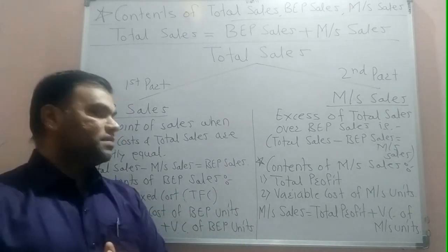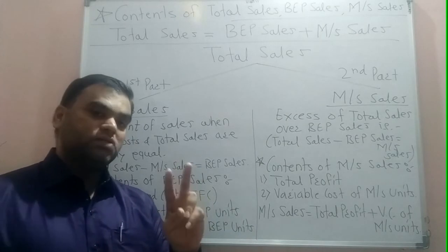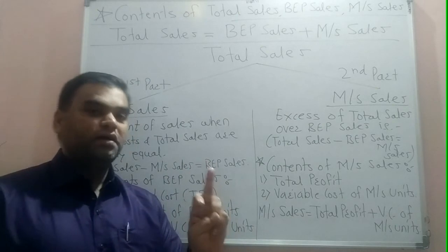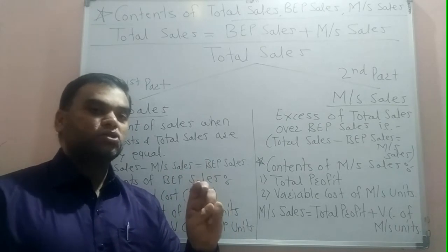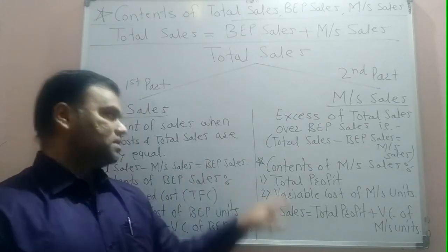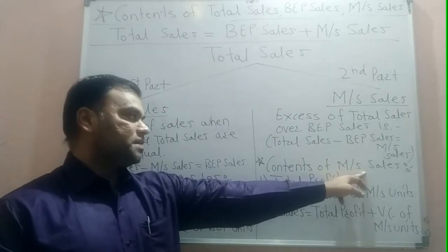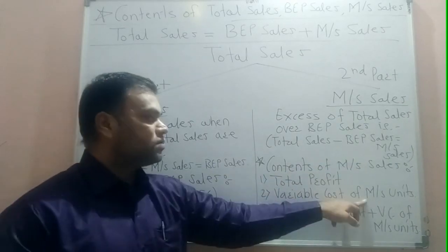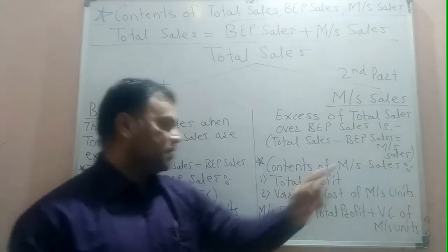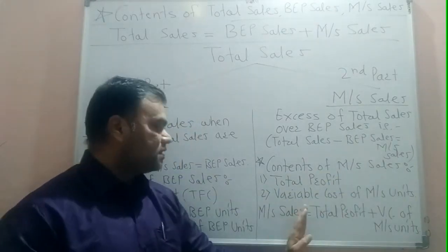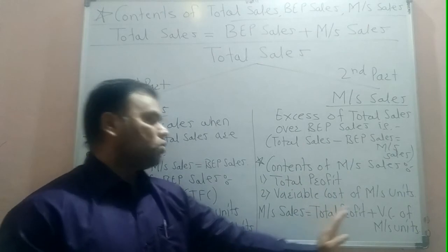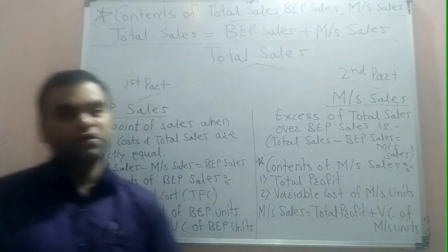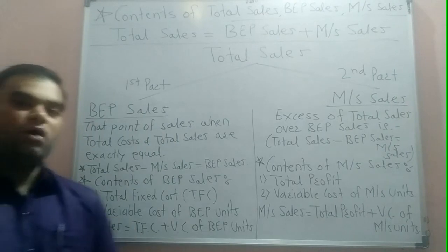Margin of safety sales also has two contents: first, total profit, and second, variable cost of margin of safety units. So margin of safety sales is equal to total profit plus variable cost of margin of safety units. So I hope all of you understood it.